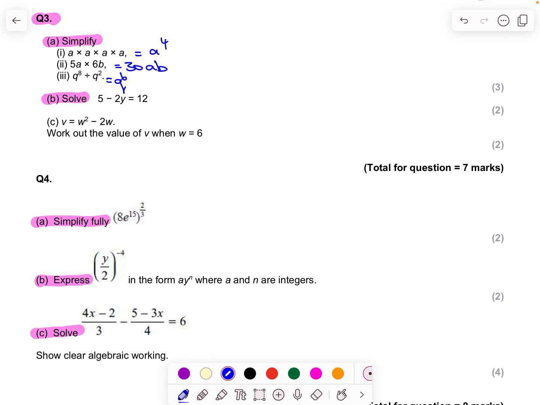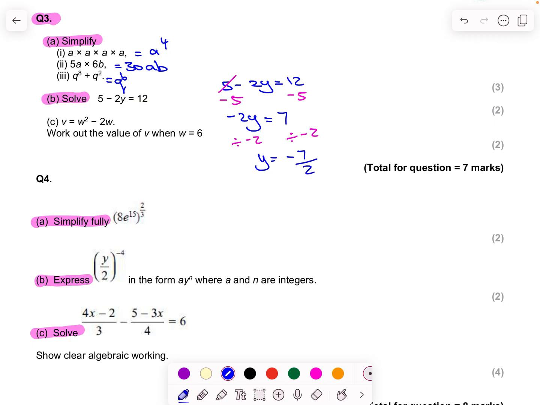Right, next one, I ask you to solve 5 minus 2y equals 12. So we are going to take away 5 from both sides to get rid of the 5 here. And what we're left with on this side is minus 2y equals 12 take away 5 is 7. And then we're going to divide both sides by minus 2 to give y equals minus 7 over 2.